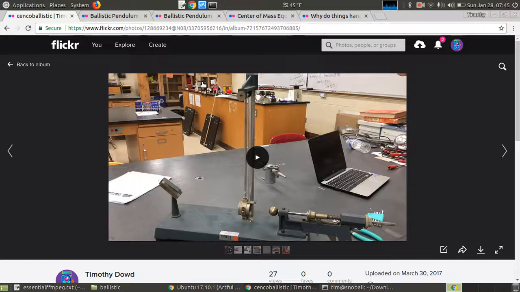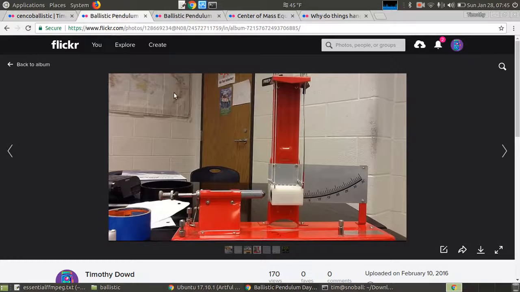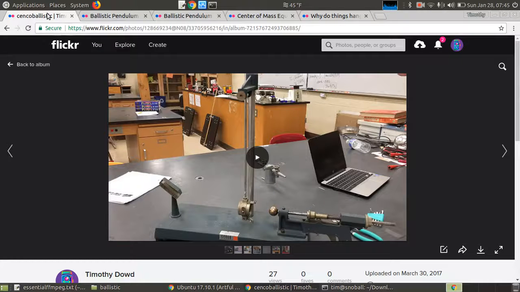This one is a very classic one made by Senko. We have it at Manchester High School. This one is a more common modern one that we had at my first teaching job at Southmore High School. And the way you measure how high the block goes is quite different for each of them. So we'll start with the Senko one.